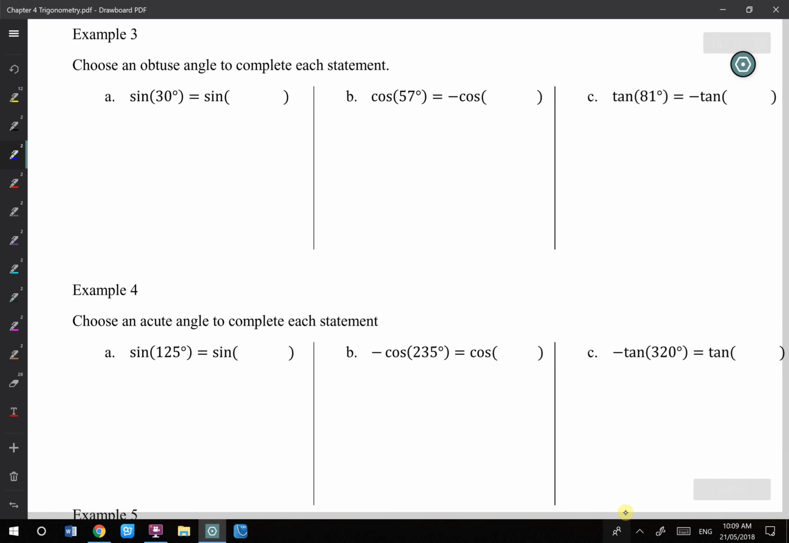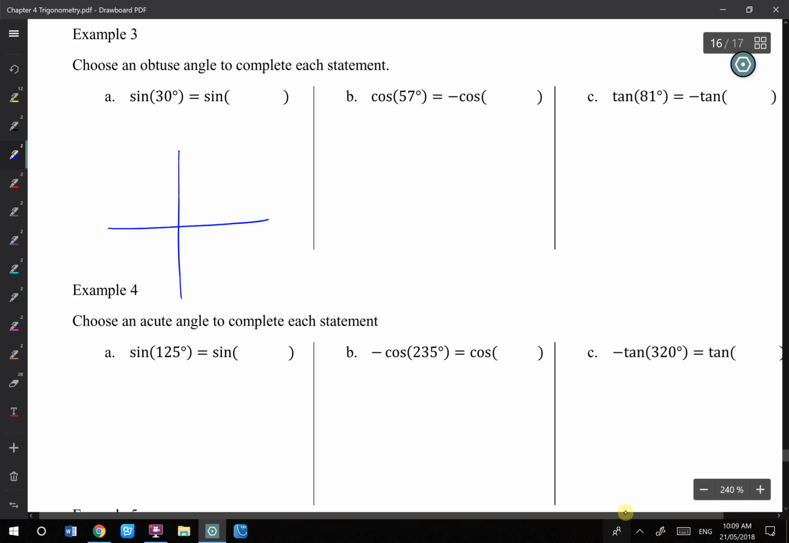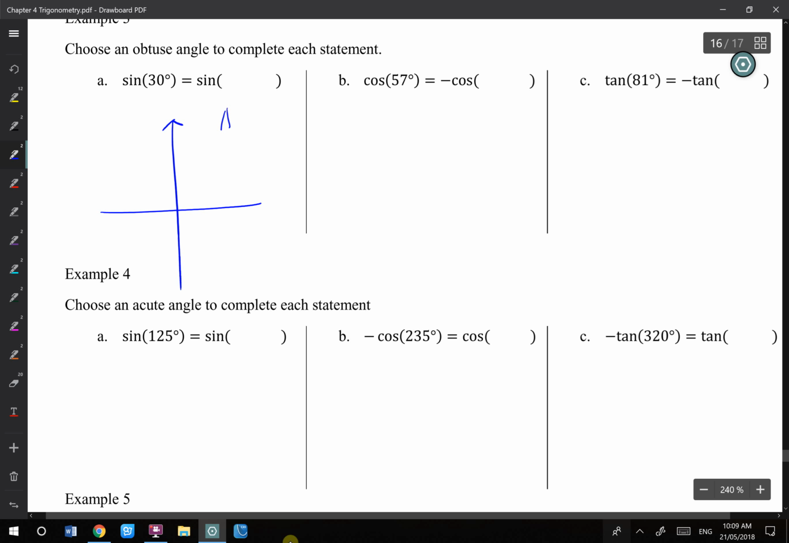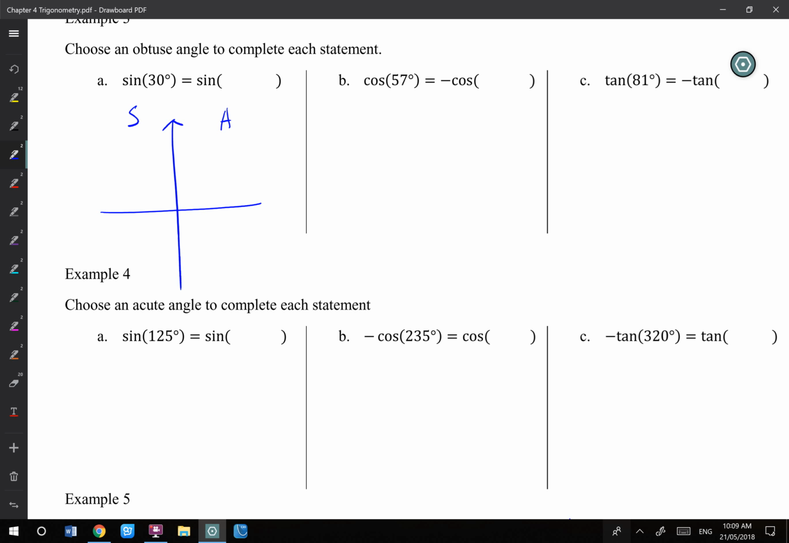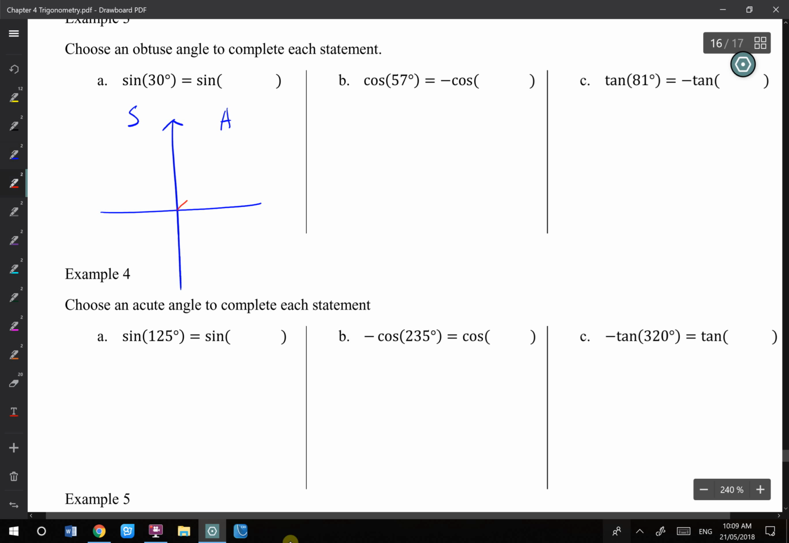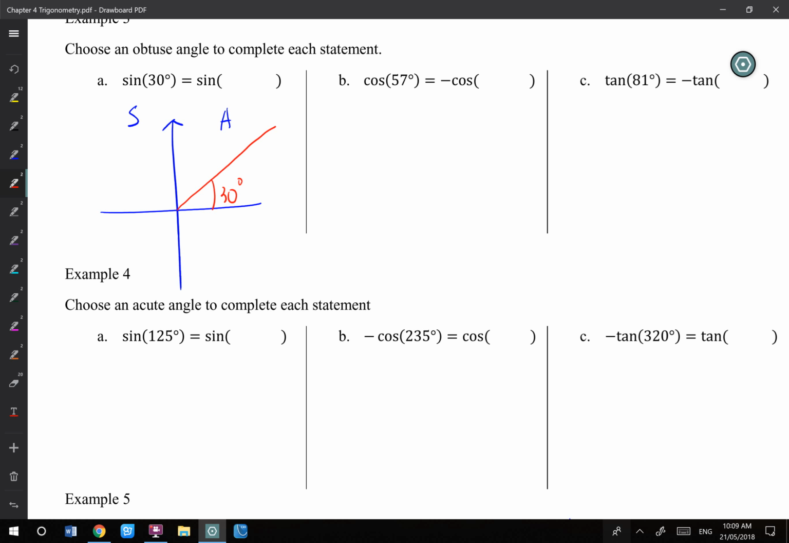So sine 30 equals sine what? Well, let's have a look. Because it's positive sine and positive sine, I need this O and this S, because it must be in those two quadrants. If it's in those two quadrants, I will have both positive. So sine what should equal sine 30? If you think about it, sine 30 is here. I want a reference angle of 30 degrees in this quadrant as well.